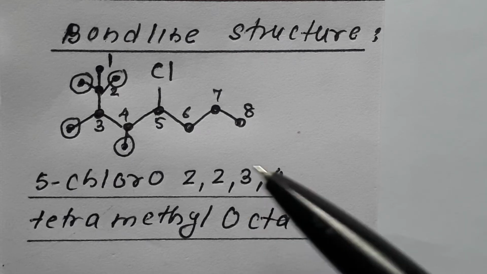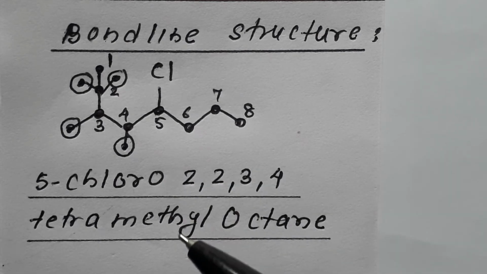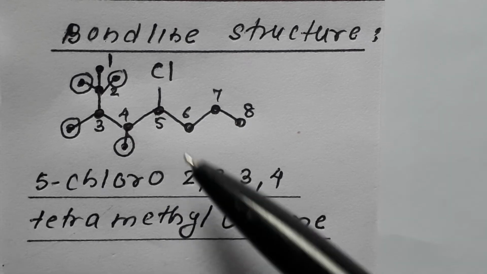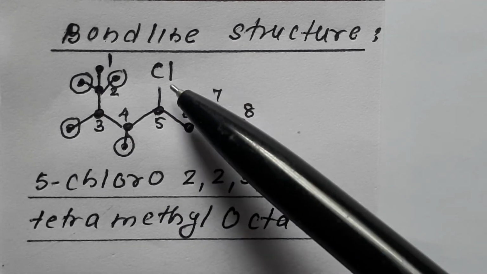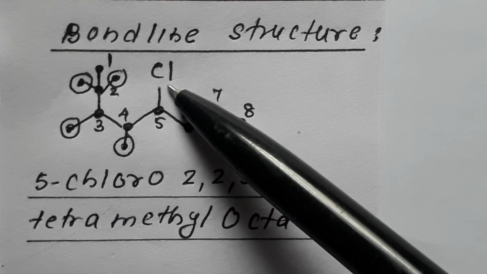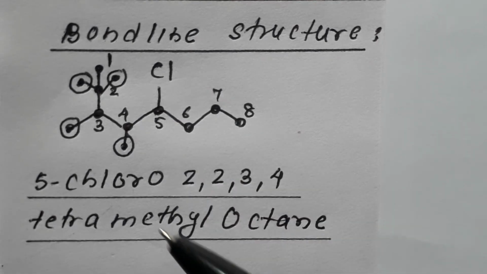Now it is having methyl and it is having chloro. Since alphabetically C comes before M, therefore we write chloro first. Now numbering. Numbering will begin from the end to which branches are near, so that the lowest sum rule is obeyed.